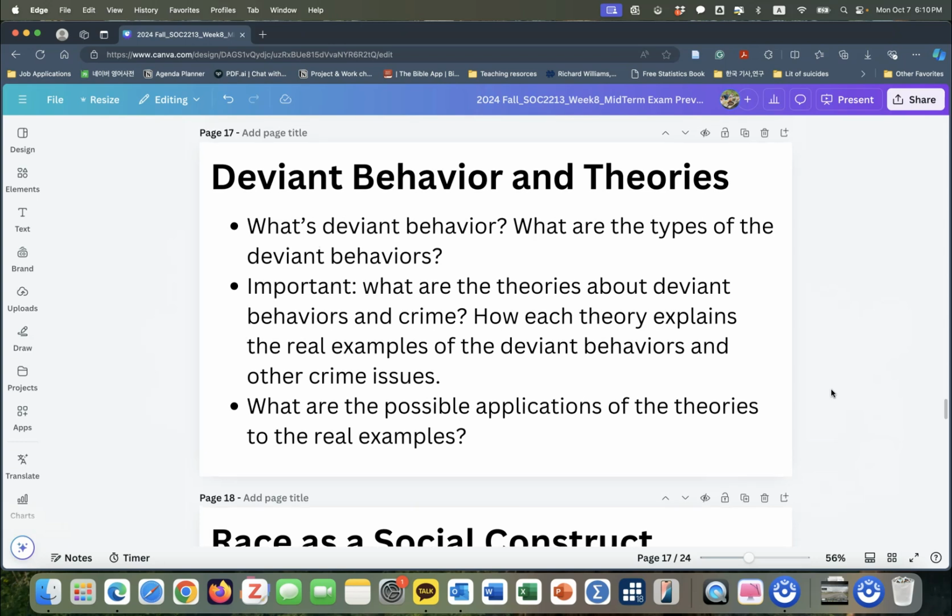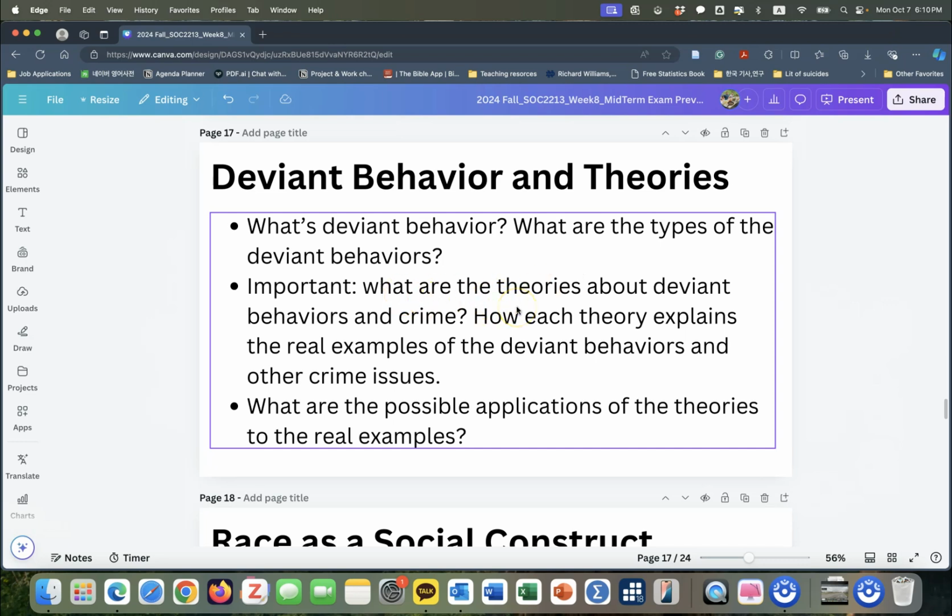I mentioned that some of the behaviors would be a crime in some part of the world, or in some culture, or in some religion. But in some other areas, these are not types of crime or deviant behavior. So in any question, clearly stating your conceptualization will be very important.